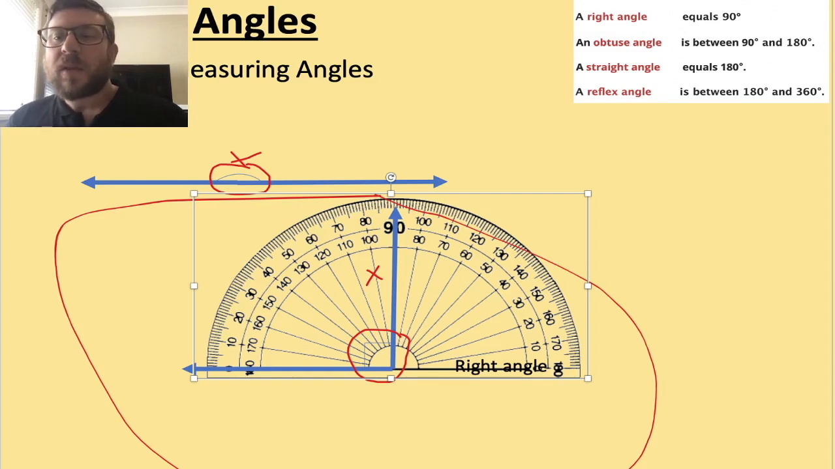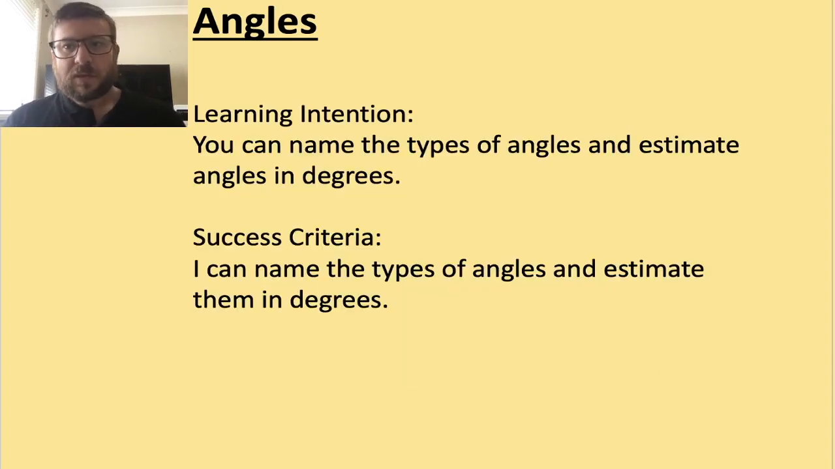Girls and boys, I want you to jump onto Seesaw and I want you to take some photos of some angles around your house. I want you to then label them. You can label them with the draw tool, label them as acute, obtuse, reflex, right angle, or straight angle. I want you to upload those for your teachers to see. Once you've done those, your teachers will get back to you and let you know how you've gone.